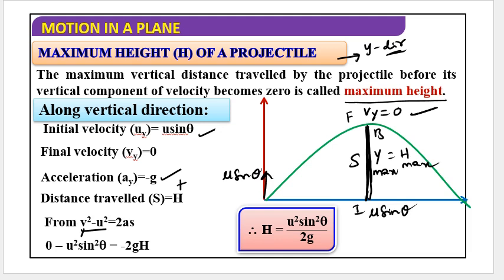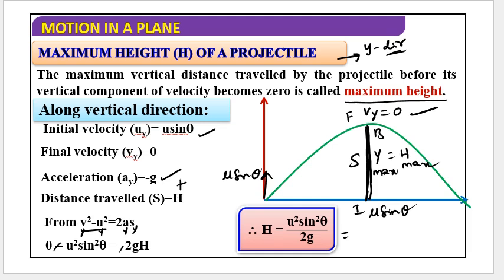So the final velocity along y direction, substitute all the values. 0 equal to, in the place of uy, u sin theta whole square. So u square sin square theta equal to minus 2gh, minus minus gets cancelled. If you substitute, h equal to u square sin square theta by 2g.